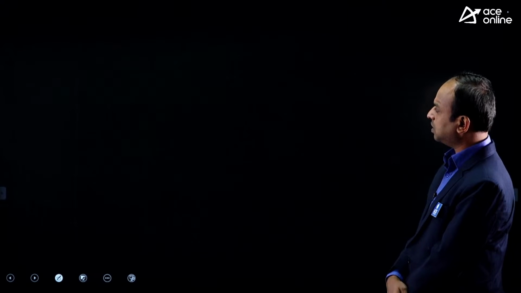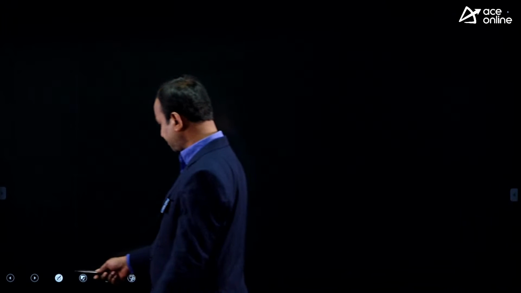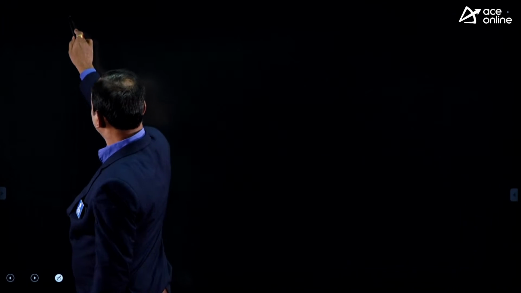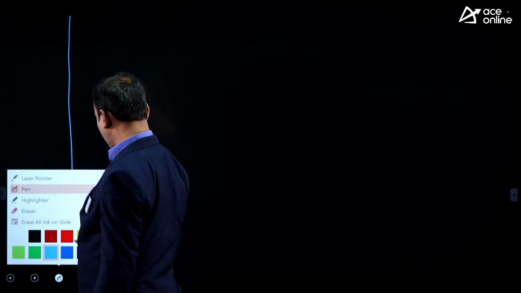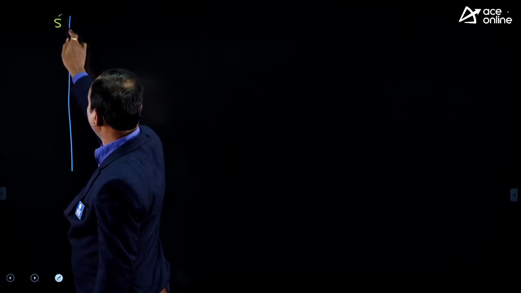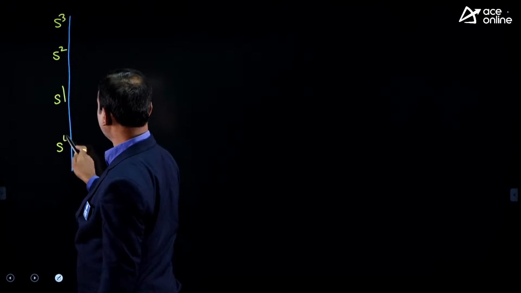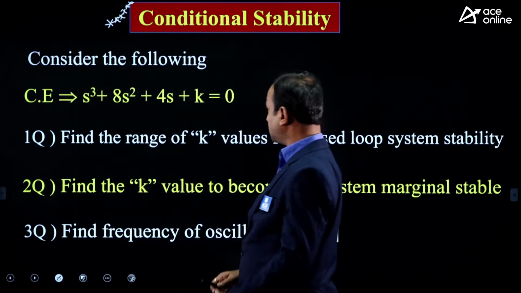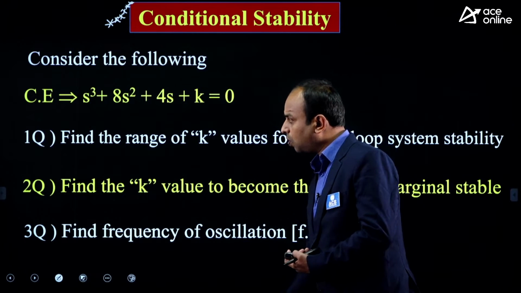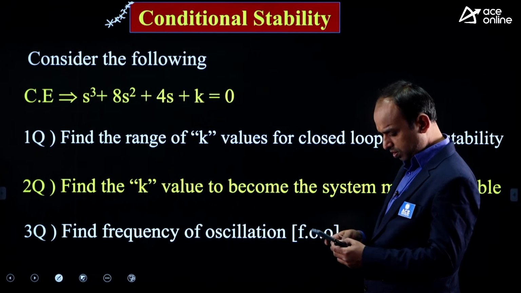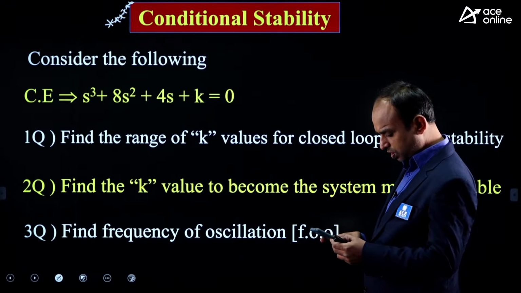First, the characteristic equation. I am checking the condition for stability. So I am taking s^3, s^2, s^1, s^0. Here observe, once again the question. If possible, now try to solve the first question.